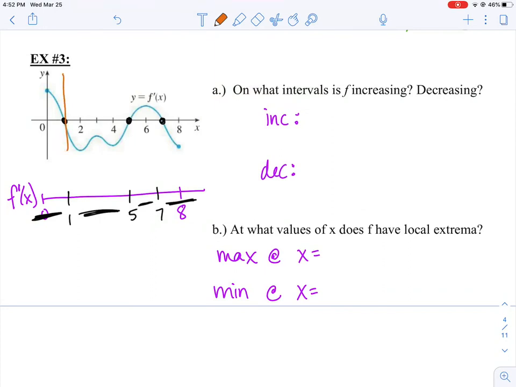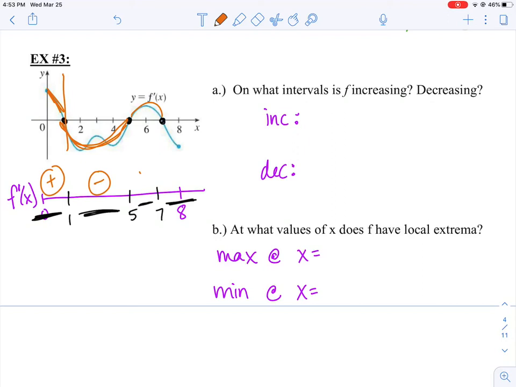Look at the interval before 1. If this is the graph of the derivative, are the derivative values positive or negative in this interval? Well, to me, because the graph is above the x-axis, the derivative has positive values. So my derivative, I would say, is positive in the interval from 0 to 1. When I use the graph again and look at the interval between 1 and 5, to me it looks like my derivative values are negative because the derivative graph is below the x-axis. It has negative values. What do you think it is from 5 to 7?